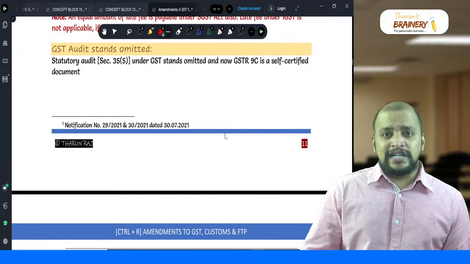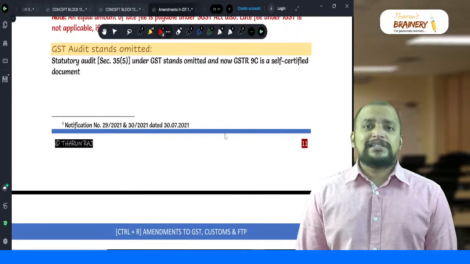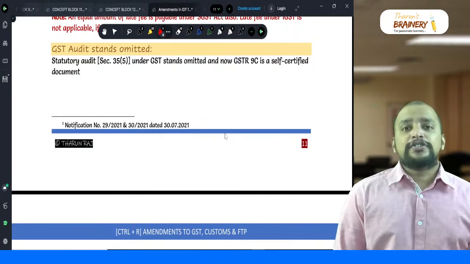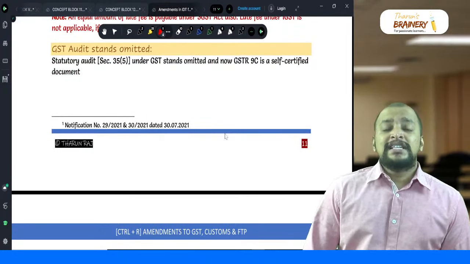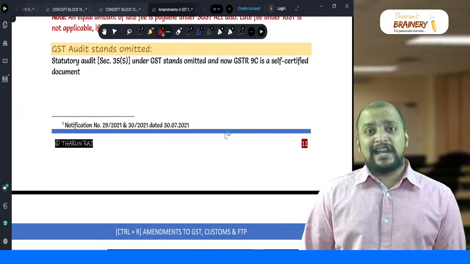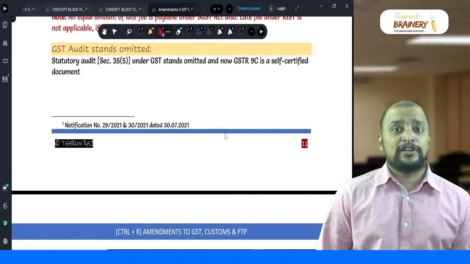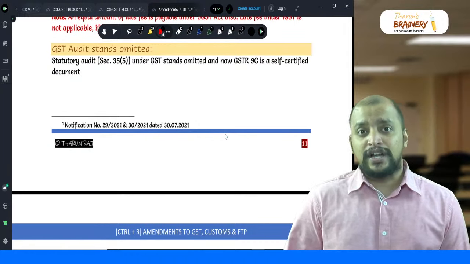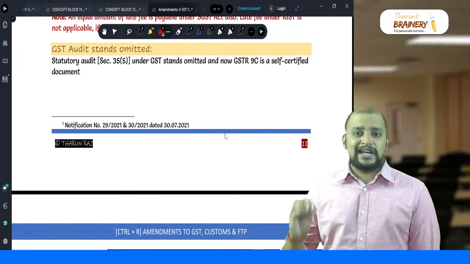Then GST audit now stands omitted. So GST audit is now not applicable. So we have to go for a self-certified statement only with respect to 9C. Previously 9C was audited by a chartered accountant or a practicing cost accountant. So now it is omitted. So only a self-declared statement.